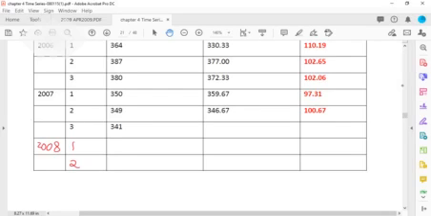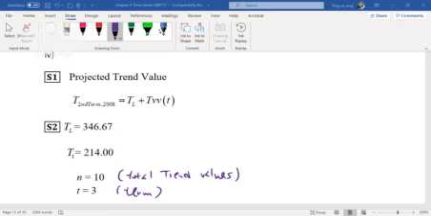So how do you highlight your term? Very simple. You just continue from the last trend value. This is your last trend value, right? So you continue with 1, 2, 3. And do remember to circle it. This is your small t, the term that you are going to find. So from here, you just substitute in.